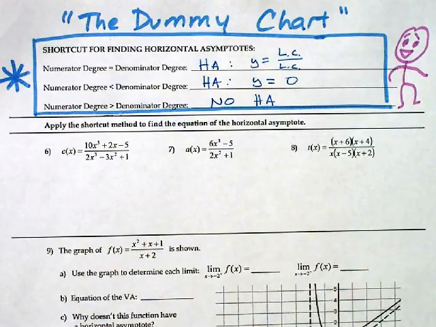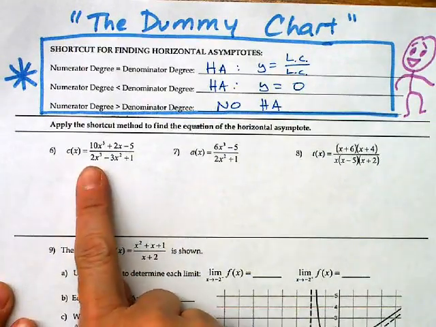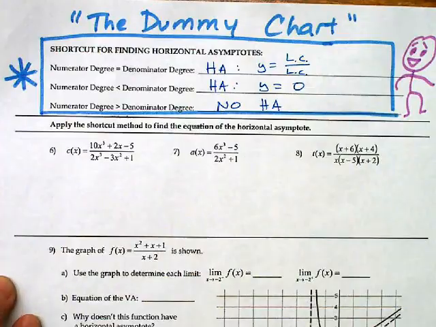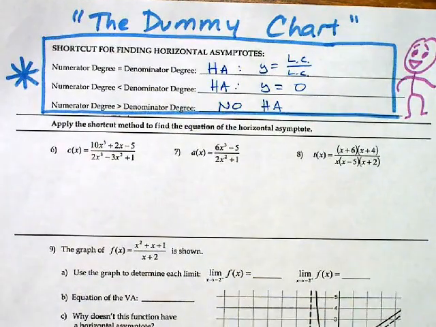For the last little bit here, could you try to use the dummy chart here and determine the horizontal asymptotes for numbers 6, 7, and 8. I will pause the video. You do too. Work it out.